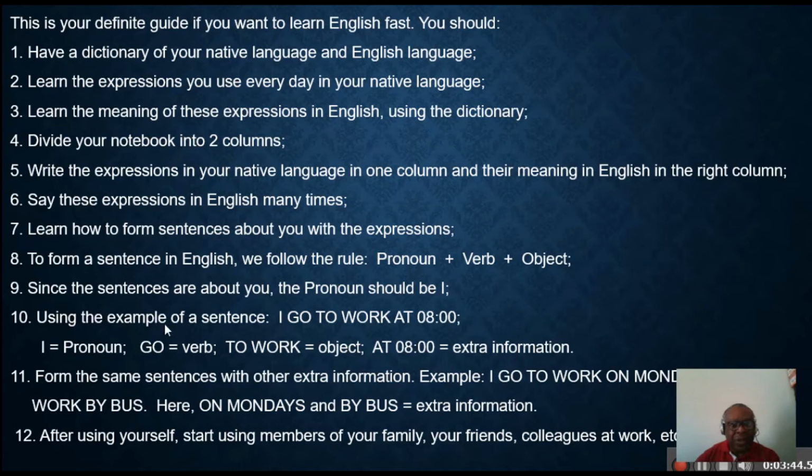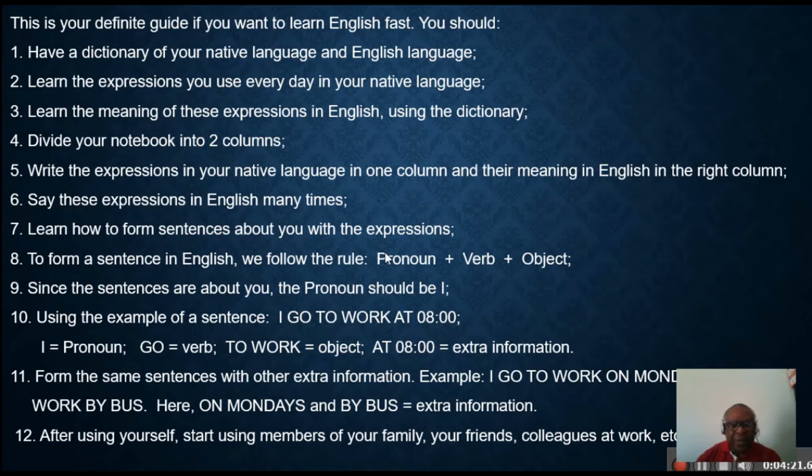Ten, to show you an example of how to form a sentence in English, we use this. For example, go to work is an expression we use in English. It's very common. We use it every day. Go to work, go to school, go to the party. So these are expressions. Now, for me to use them to form sentences, I do what? I put the pronoun I: I go to work at 8 o'clock.